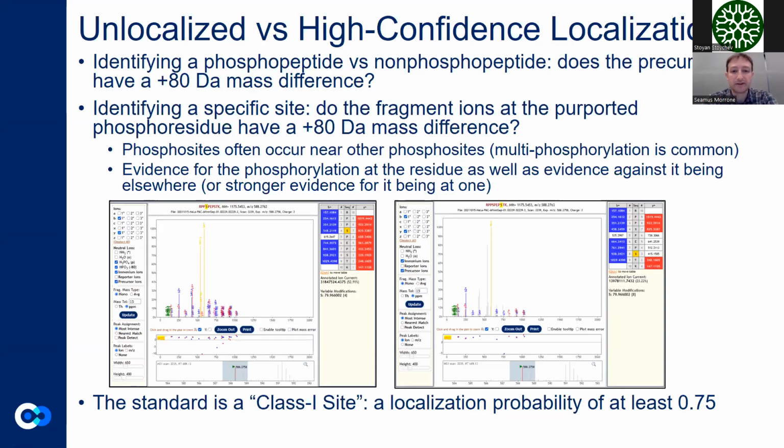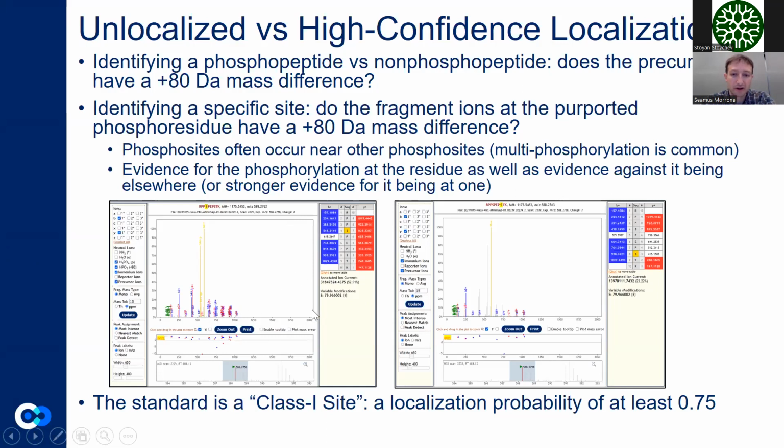So you need evidence for phosphorylation at the residue, as well as evidence against it being elsewhere, or at least stronger evidence for it being at one. In this case, if we've got two phosphosites, we want to weigh the evidence for it being at one phosphosite or another, and we can see that there's more evidence in support of it being at one over the other.